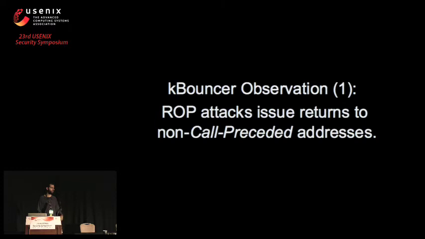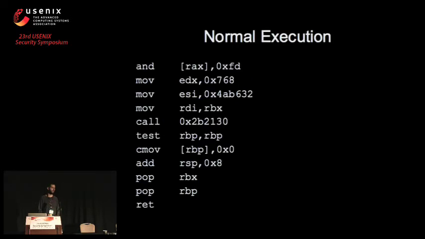The first thing kBouncer observes is that ROP attacks tend to issue returns to non-call-preceded locations. Okay, so let me work on defining what that means. Imagine again we have some instructions, and I'll walk you through what normal execution looks like. Again, it doesn't matter what the instructions do.